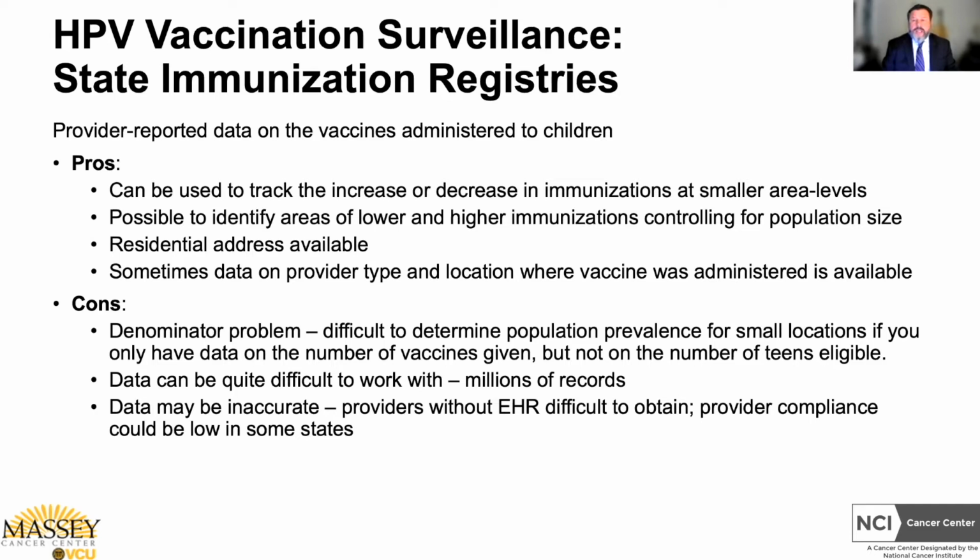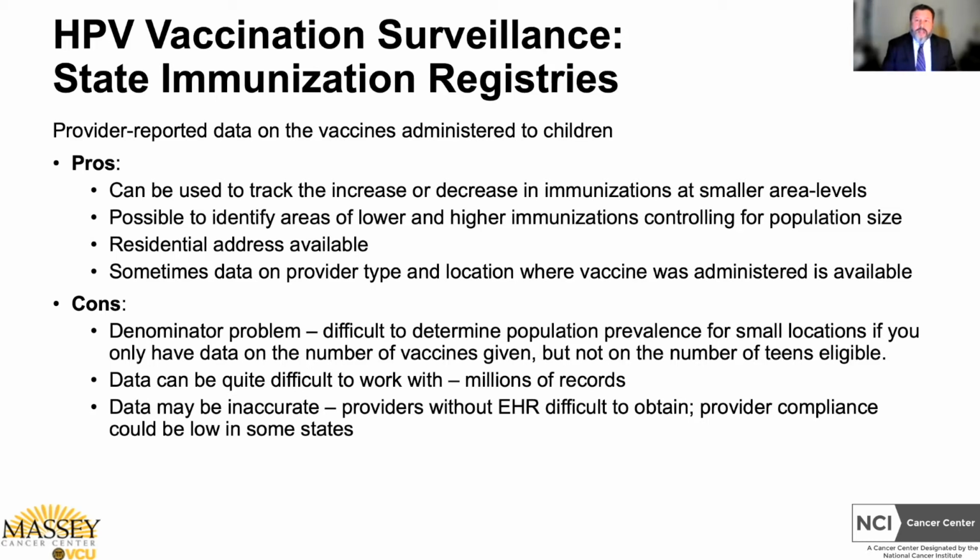And in many cases, residential addresses are available, so you can look at the places where children live where immunization is either high or low. And then sometimes data on the provider type and location where the vaccine was administered can be available, but not all state registries will release this information.